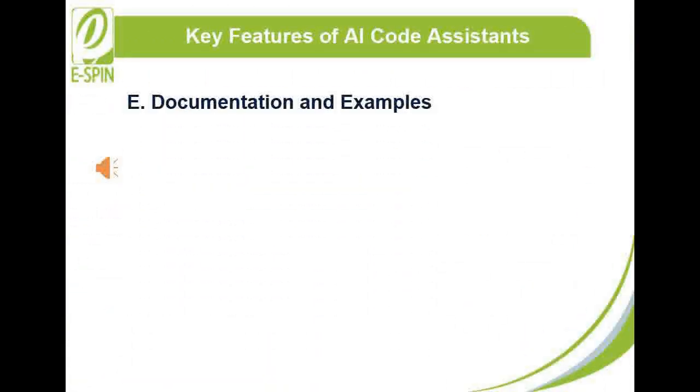Key feature 5 is documentation and examples. Provides developers with context-aware documentation snippets and real-world code examples, helping them understand and implement specific functions or libraries efficiently.